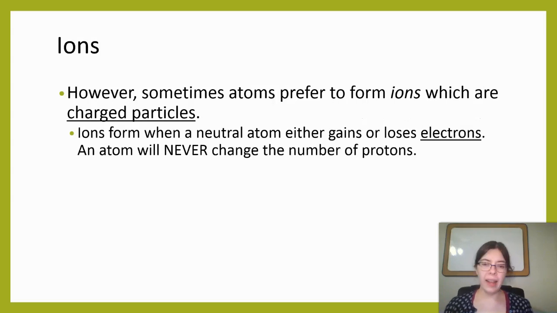So sometimes we have something called ions, and ions form when atoms prefer to have a charge to them. So ions form either by gaining or losing electrons. The number of protons is never, ever going to change. It's always equal to the atomic number, that stays consistent. What we change instead is the number of electrons by either gaining them or losing them.